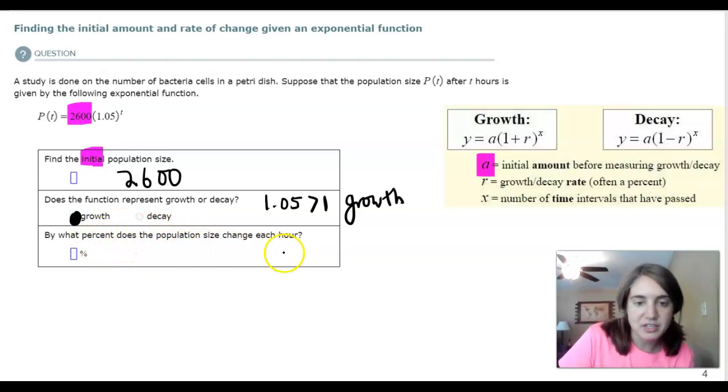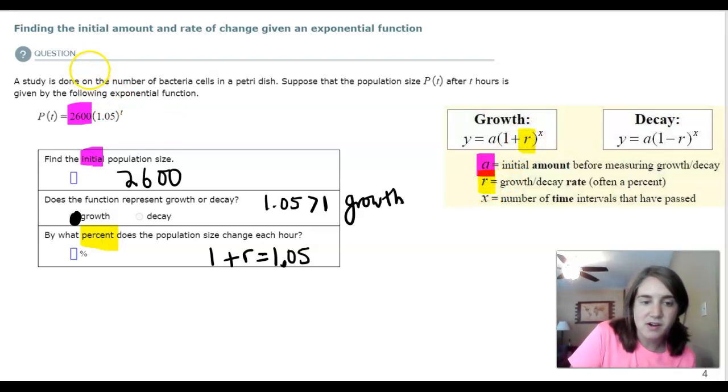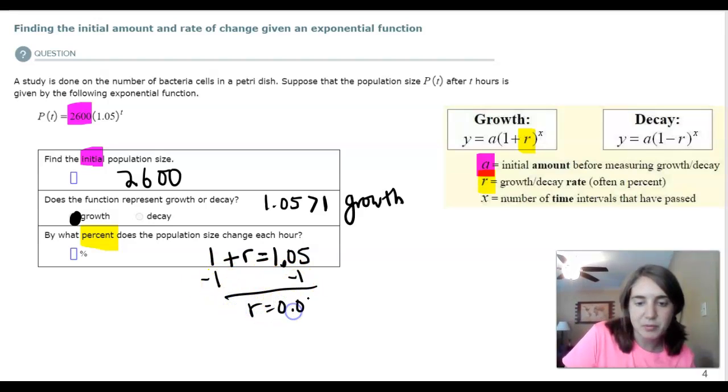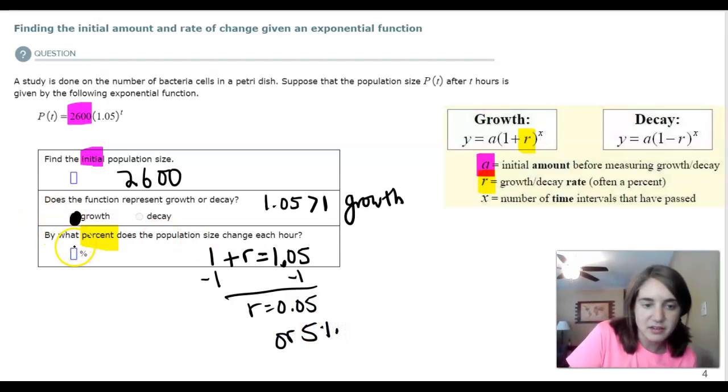It says what percentage does the population change each year? So we're thinking 1 plus R equals 1.05. So we're trying to find this R value. I'm increasing by 0.05 or 5%.